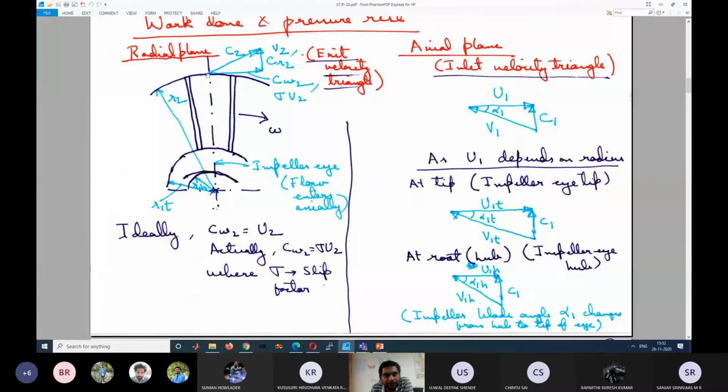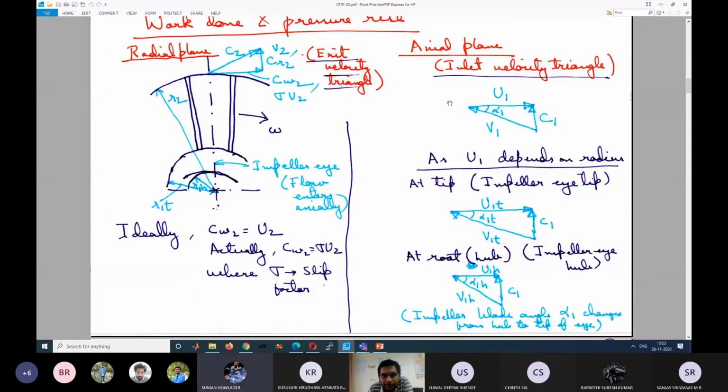So the wheel component of the velocity is CW2. The radial component is V2, which is also equal to CR2, the radial component of velocity. And as a result, the absolute velocity is C2. Okay. So this is for the outlet section.